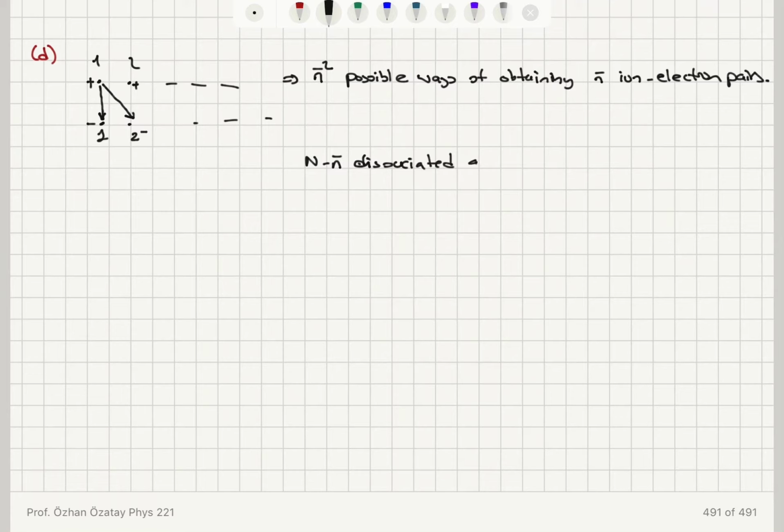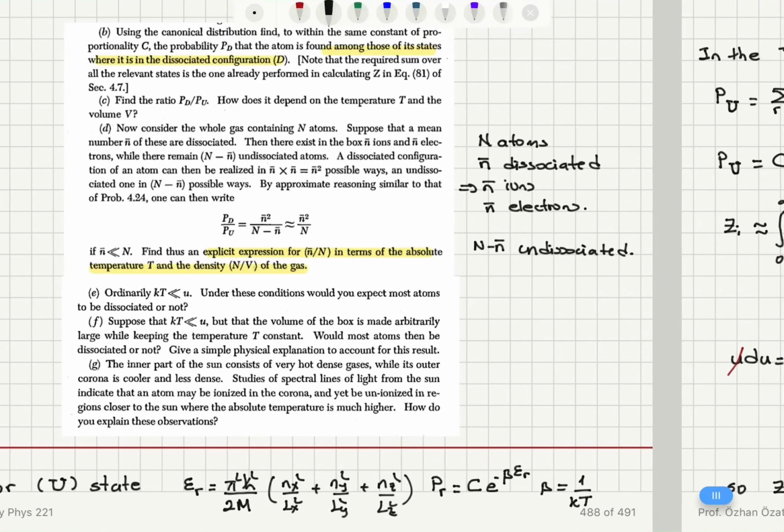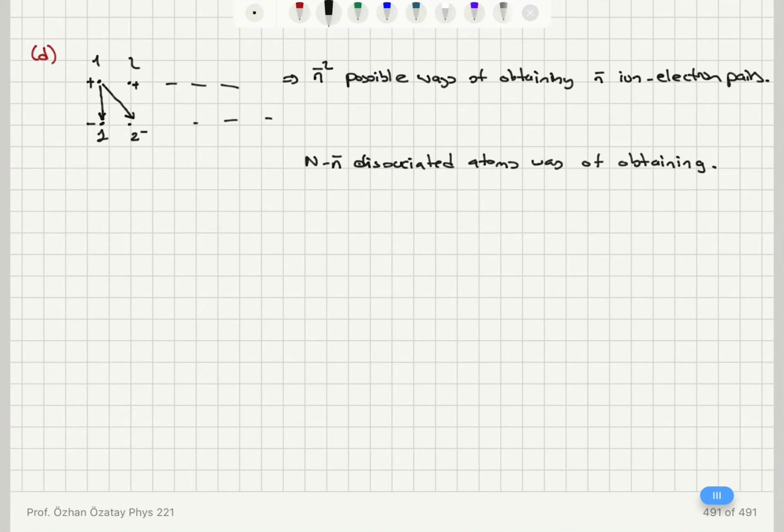Dissociated atoms. So we have capital N minus N bar ways of obtaining dissociated atoms. So we don't have matching of pairs like the one we had over here. Therefore the probability, according to the problem statement, of dissociated to undissociated probability ratio PD to PU is N bar squared divided by capital N minus N bar, and since capital N is much greater than N bar, this is approximately N bar squared over capital N.